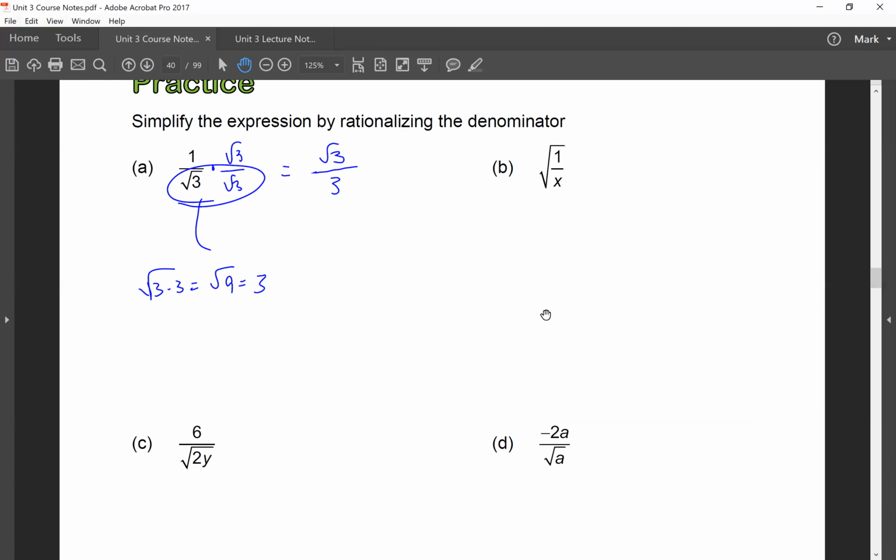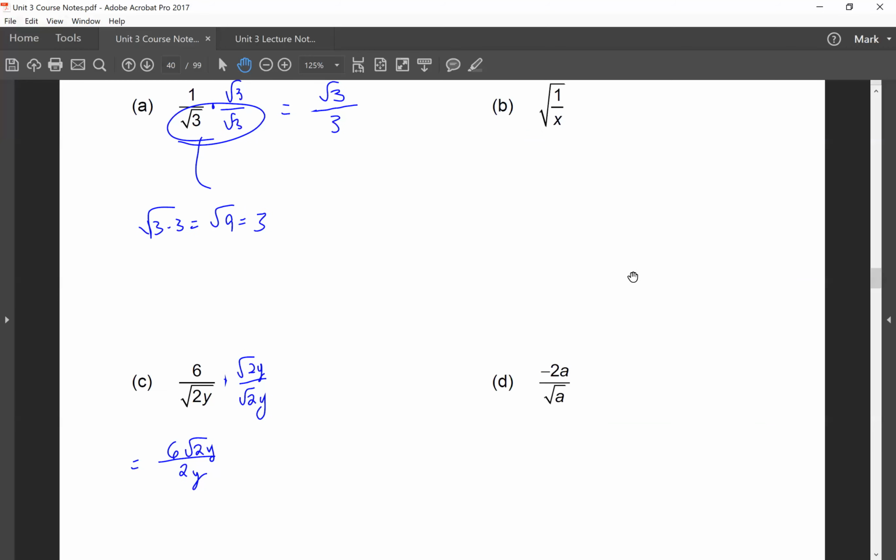Okay, let's look at a harder one, something like C here. I need to get rid of this radical in the denominator. Well, I'm going to multiply this by root 2y over root 2y. And this will leave me with 6 root 2y over 2y. And I'm almost done here. The only thing I need to do now is simplify this, because I can reduce that 6 and the 2. So for the final full answer, this would be 3 root 2y over y.